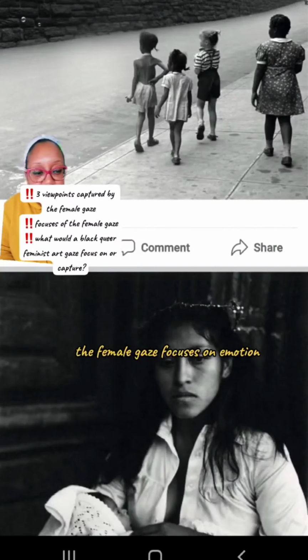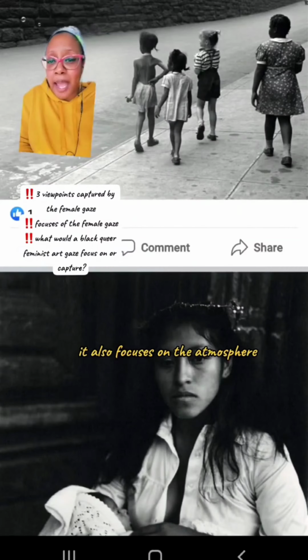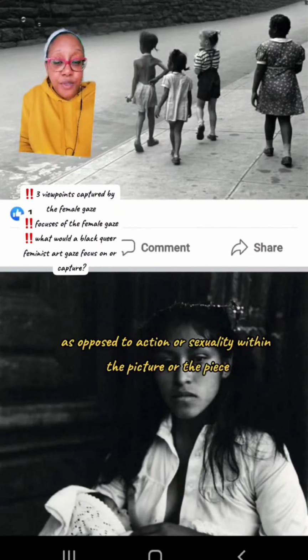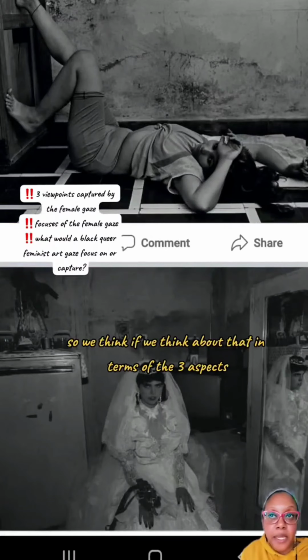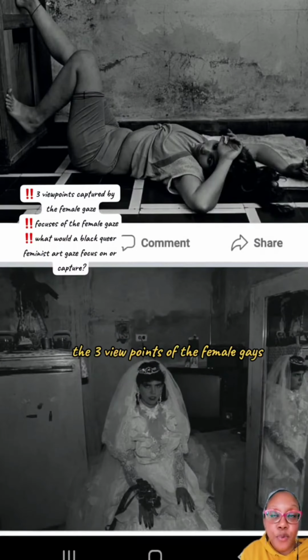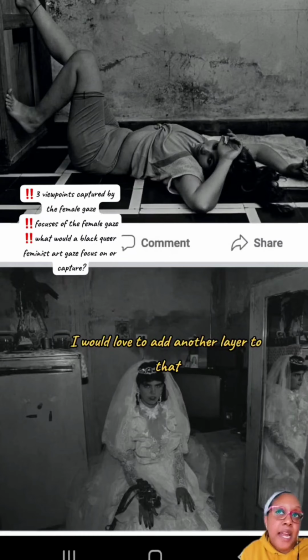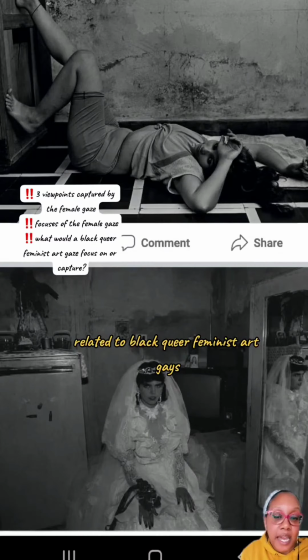The female gaze focuses on emotion, touch, the interactions. It also focuses on the atmosphere as opposed to action or sexuality within the picture or the piece. So if we think about that in terms of the three viewpoints of the female gaze, along with what it focuses on, I would love to add another layer to that related to the Black queer feminist art gaze.